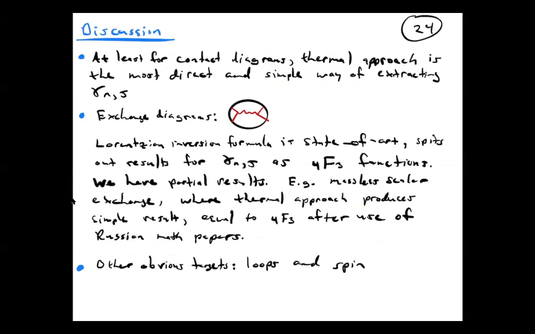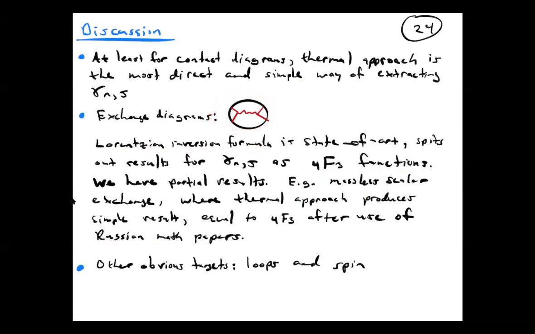Okay, so now, good. I'm basically at the end, so some comments. At least for these contact diagrams with derivatives, I think it's fair to say this is the most direct, and also the simplest, way of extracting anomalous dimensions. Of course, there are many more interesting interactions than contact ones, such as exchange diagrams like this. At the moment, the most efficient method for doing this is using the Lorentzian inversion formula, where the results you get out are relatively complicated, but that's life. You have to do something like 4F3 geometric sums. We've only done this for some cases, but it's interesting.